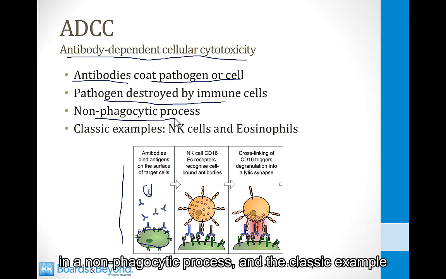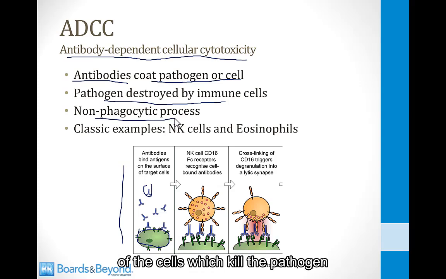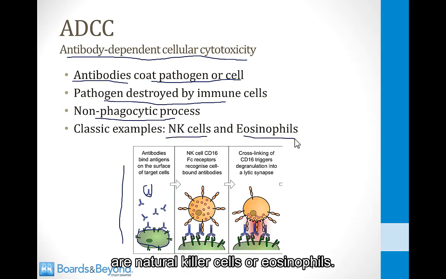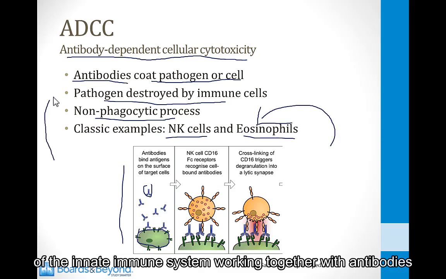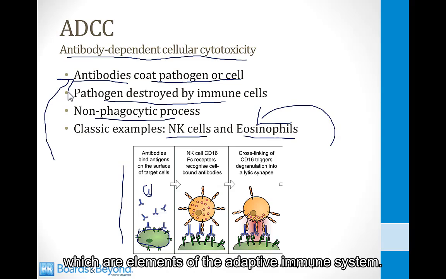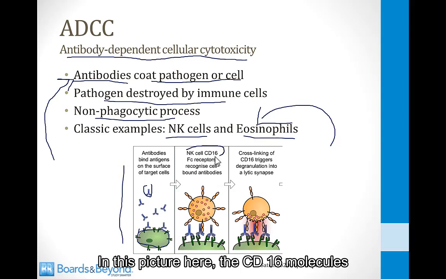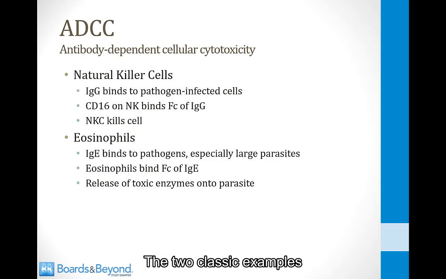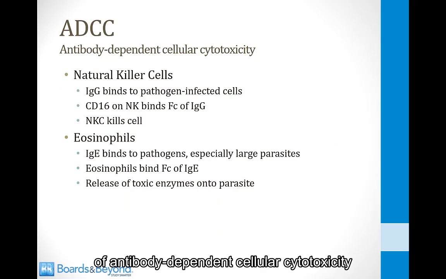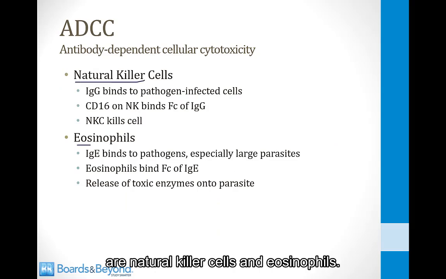And the classic example of the cells which kill the pathogen are natural killer cells or eosinophils. So importantly, these are elements of the innate immune system working together with antibodies, which are elements of the adaptive immune system. In this picture here, the CD16 molecules of the NK cells bind to the Fc portion of the IgG antibodies, and then the natural killer cell degranulates, and this causes death of the cell. The two classic examples of antibody-dependent cellular cytotoxicity are natural killer cells and eosinophils.